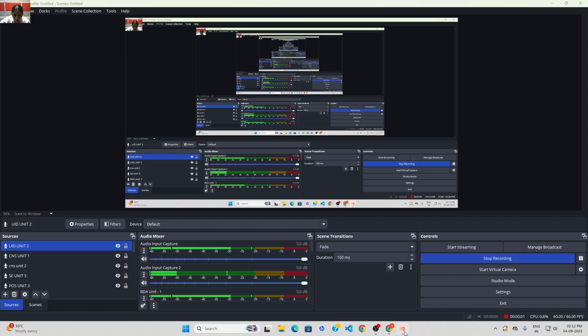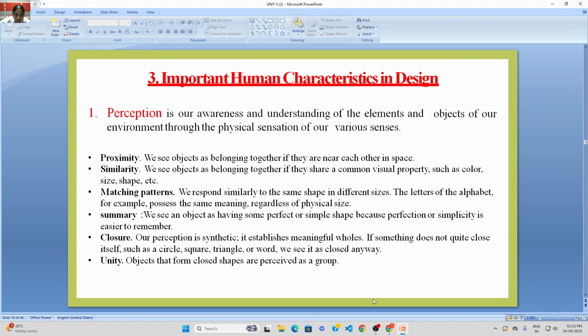Students may be starting their topic in the second part of the topics, and the subtopic characteristics in the cell. The first characteristic is perception.